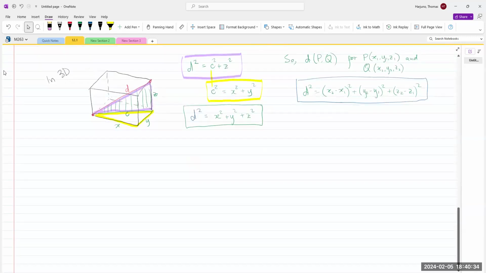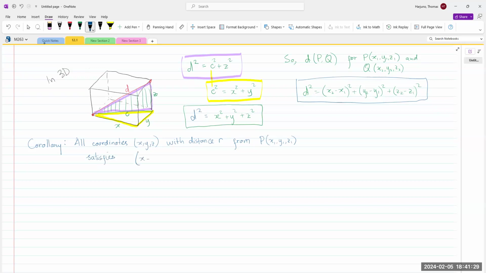Now, corollary, the direct conclusion of that formula: any coordinates, actually I think I should say all coordinates x, y, z with distance r from coordinate P, which I call x1, y1, z1, satisfies x minus x1 squared plus y minus y1 squared plus z minus z1 squared equals r squared.